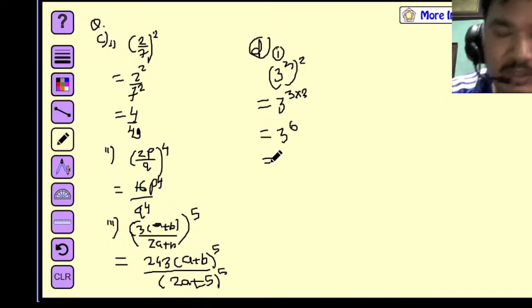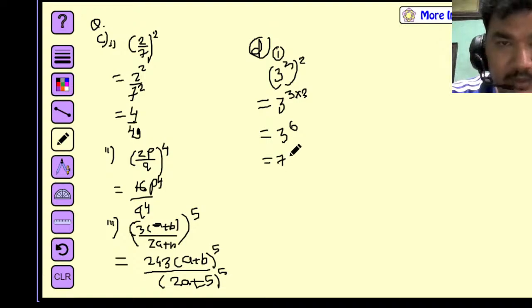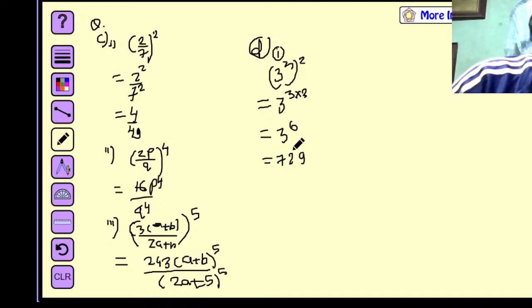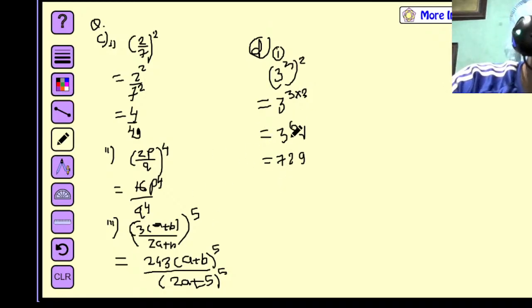And 3 to the power 6 means we have to multiply 3 six times: 1 2 3 4 5 6 times, then it will be 729. Its answer will be 729. And if it is asked to write in exponent notation only, then you have to write the answer up to here only. Exponent notation means you can write up to here only.